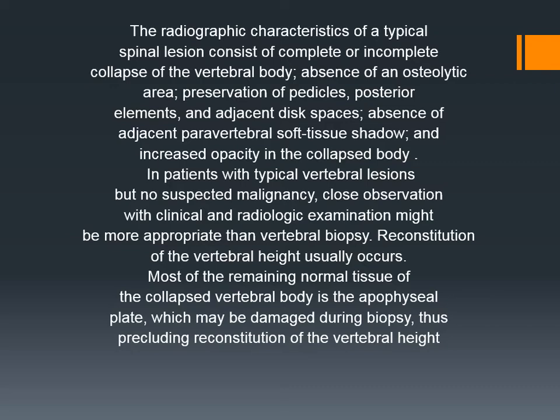The radiographic characteristics of atypical spinal lesion consists of complete or incomplete collapse of the vertebral body, absence of an osteolytic area, preservation of the pedicle, posterior element and the adjacent disc space, absence of the adjacent paravertebral soft tissue shadow, and increased opacity in the collapsed body. In patients with typical vertebral lesion but no suspected malignancy, close observation with clinical and radiologic examination might be more appropriate than vertebral biopsy.